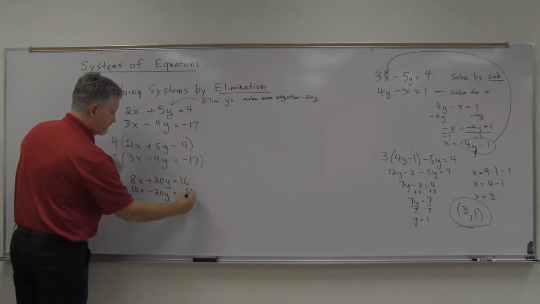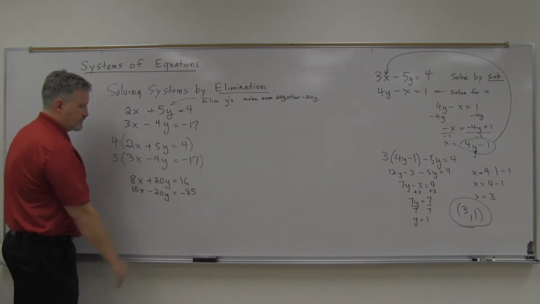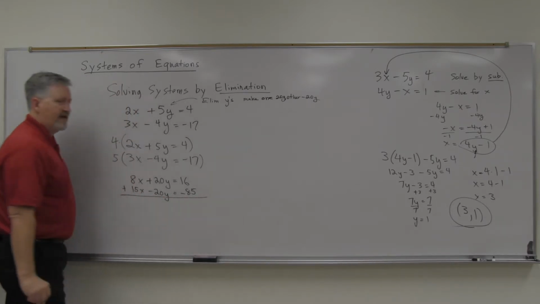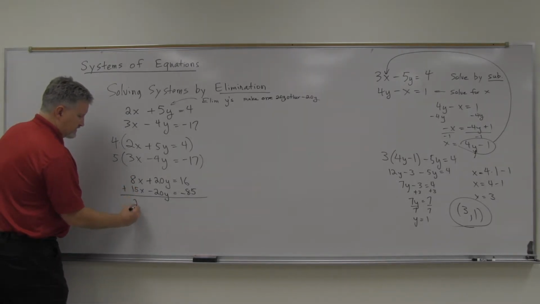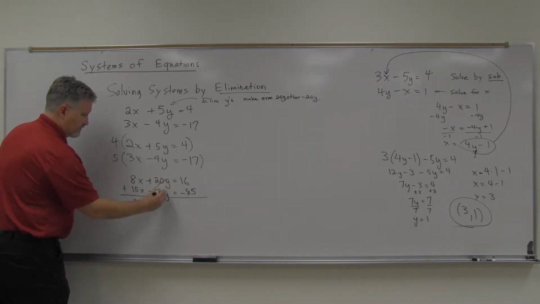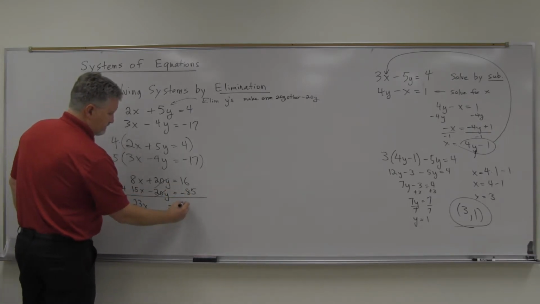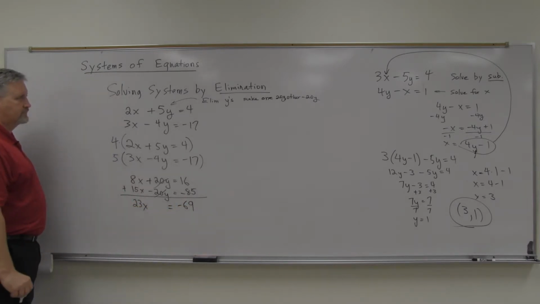Is that right? Thank you. Yeah, so now I've got those lined up. They're going to eliminate. So the next step is to go ahead and add those two equations together. 8x plus 15x is 23x. The y's will eliminate. And that's a negative 69, is it? Okay. Yeah.